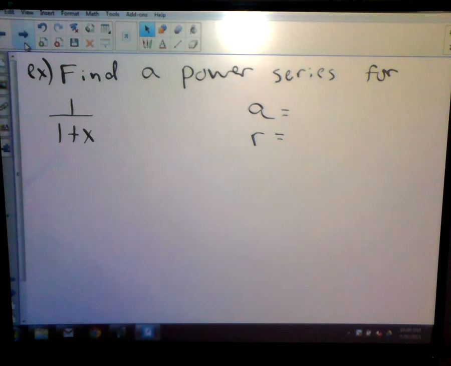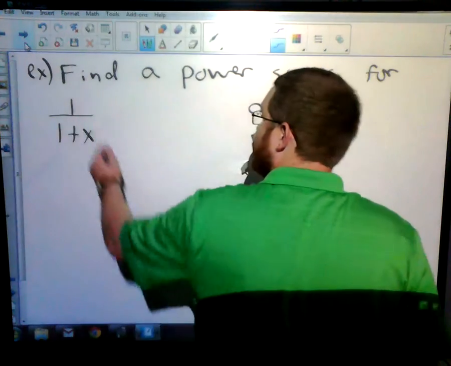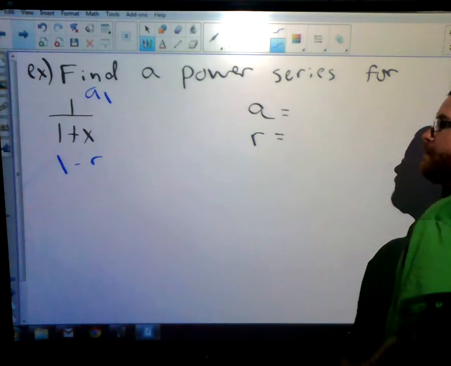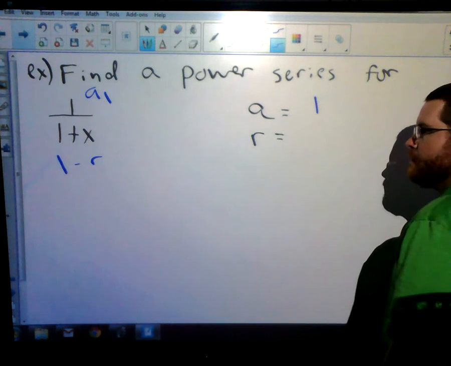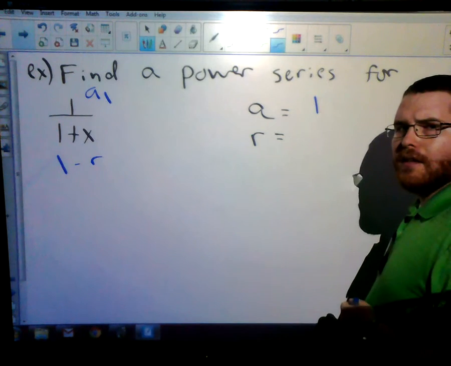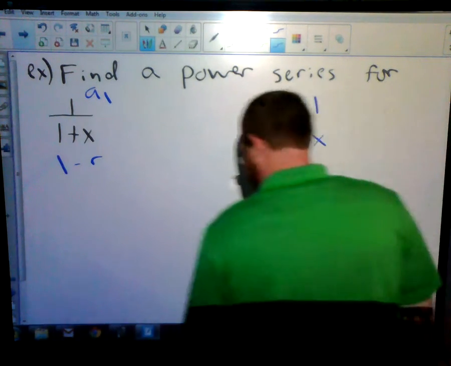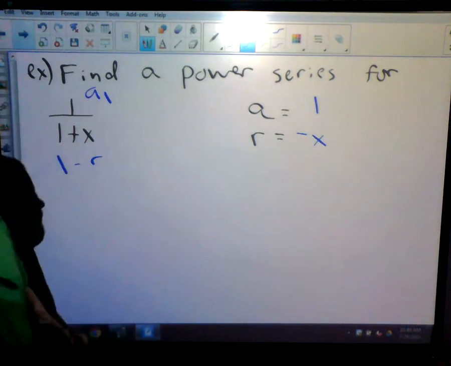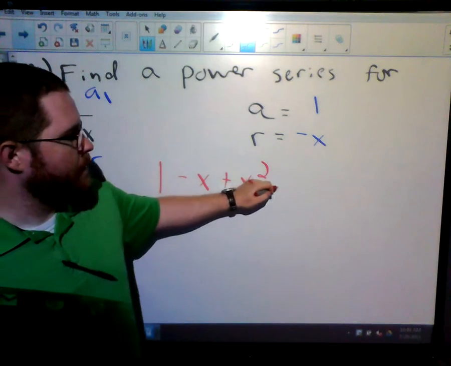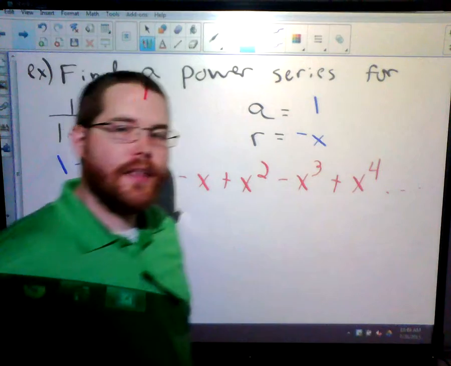Let's find a power series for this. Well, the top number was my a sub 1, and the bottom should be 1 minus r. So a sub 1 in this problem is 1. But if it's 1 minus r, but I have 1 plus x, then what's my r? In this case, it's negative x. So how would I write this one? 1 minus x plus x squared minus x cubed plus x to the fourth, and it goes on like that.